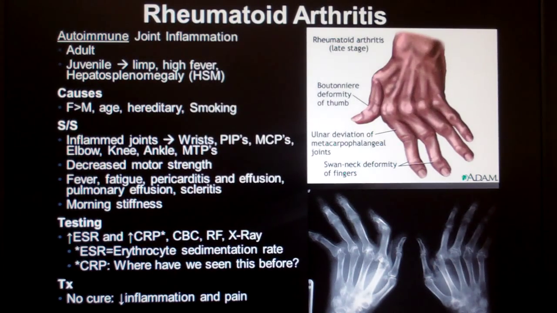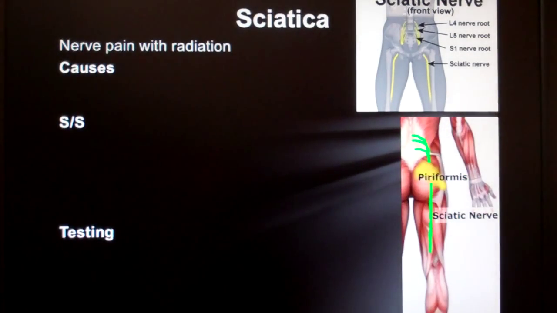Blood tests will show all the typical suspects for an inflammatory response. Increased ESR, erythrocyte sedimentation rate, and C-reactive protein. Where have we seen these before? Also, as in any joint inflammation, we look for rheumatoid factor in the blood because that will diagnose rheumatoid arthritis. Unfortunately, at this time, there's no cure for RA, and the treatment options to reduce the inflammation and pain have many side effects. Do you remember those commercials on TV where they spent more time talking about the side effects than they do about the drug?